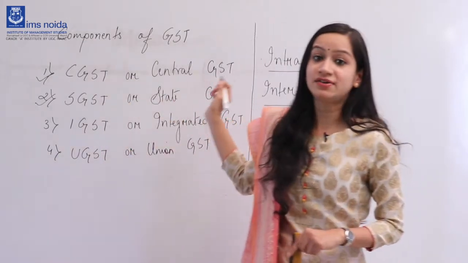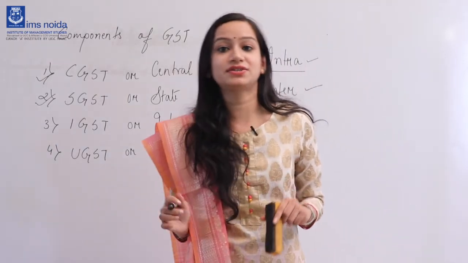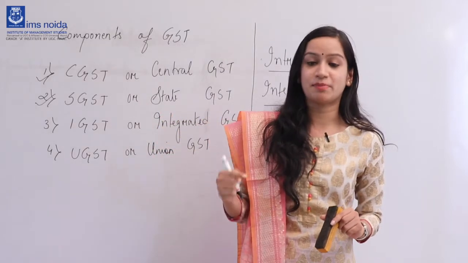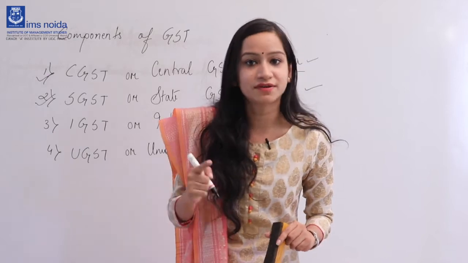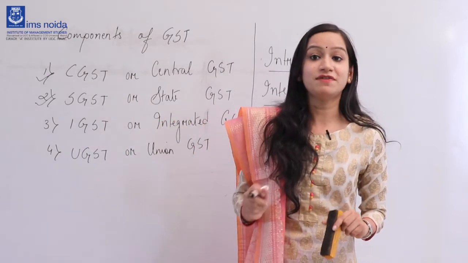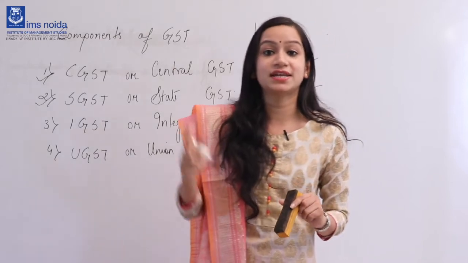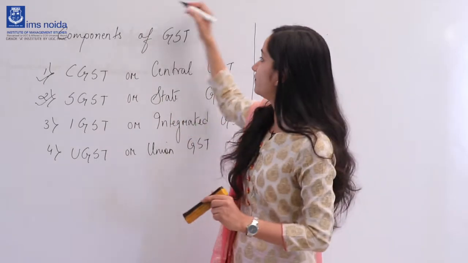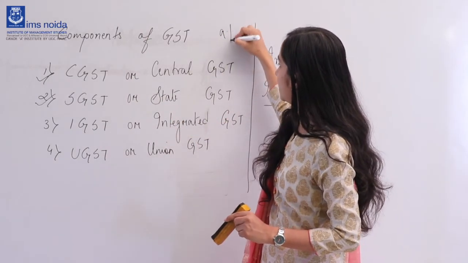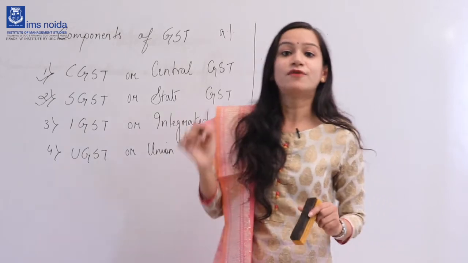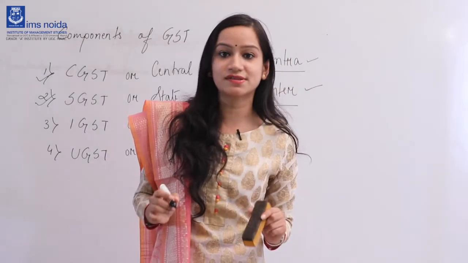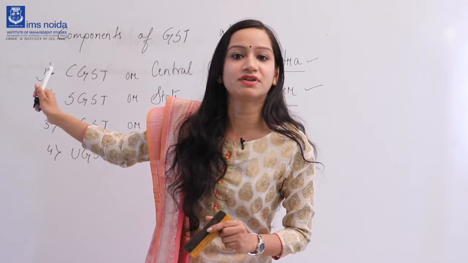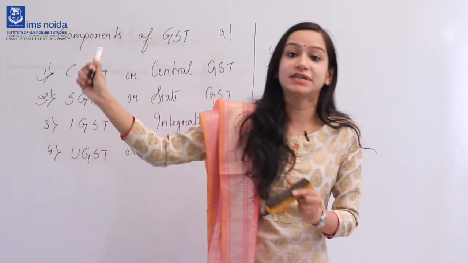So intrastate transactions are those transactions which are happening within one state. Whenever those transactions happen, if there is any supply of goods and services, we need to pay GST, and when we pay GST, that GST is divided into two parts, SGST and CGST. That means if the rate of GST is, for example, 9%, then 4.5% will go to central goods and service tax and 4.5% will go to state goods and service tax. That means the central government will take half and the state government will take the other half.